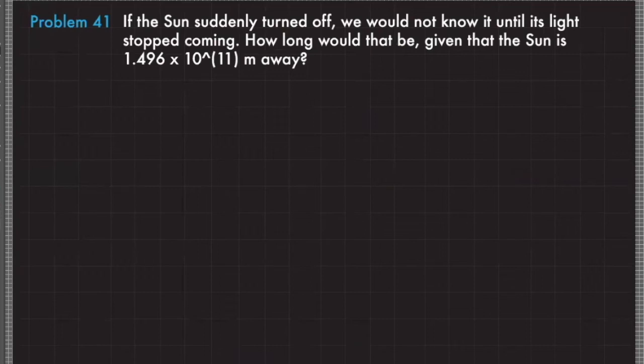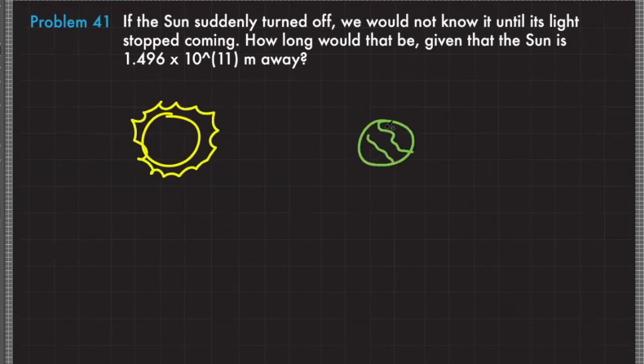This problem is from OpenStax's University Physics Volume 2, Plane Electromagnetic Waves, Problem 41. If the sun suddenly turned off, we would not know it until its light stopped coming. How long would that be, given that the sun is 1.496 times 10 raised to 11 meters away? So when answering word problems like this, try to draw the system if you can. So here we have a sun, and this is the planet Earth.